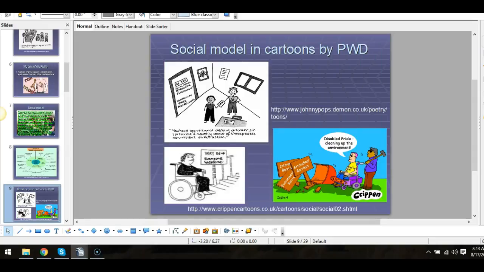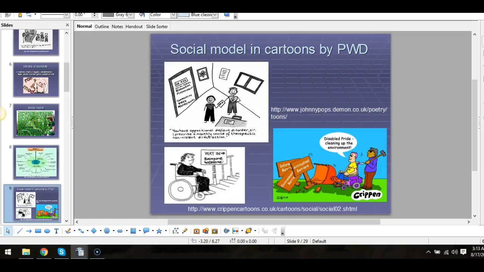Here are some cartoons that were developed by people with disabilities, also showing the social model. The first has a patient going to a doctor, and the doctor is telling him, "You have oppositional defiant disorder, sir. I prescribe a monthly course of therapeutic nonviolent direct action." Another picture has a staircase, and in front of it there is a person in a wheelchair, and there's a sign on the staircase railing that says, "Way in, everyone welcome."